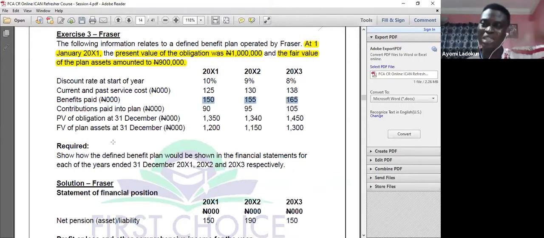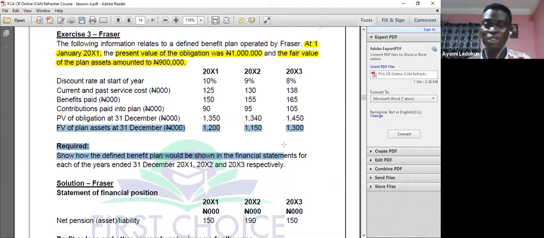You now go to the last year. What was my net position at the last year, okay? So for 20x1, what was the PV of my obligation? Can you see? For 20x1, it's straightforward, it's 1350, and of course, for plan asset, it's 1200, okay? And for 20x2, 1340 and 1150, and of course, you have for 20x3.